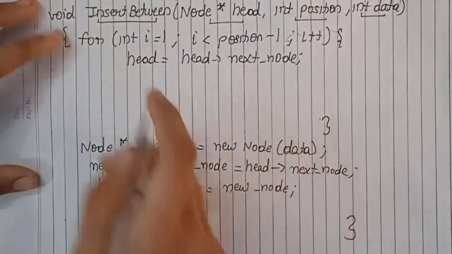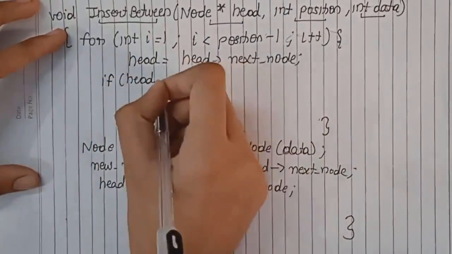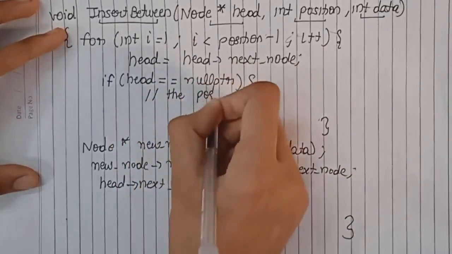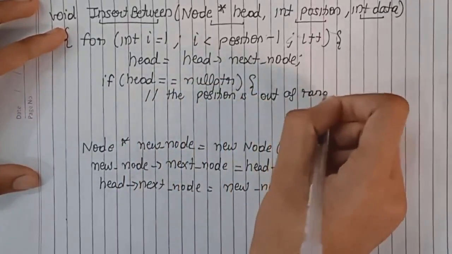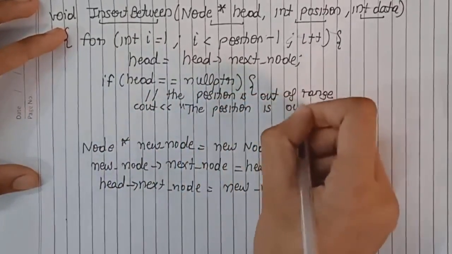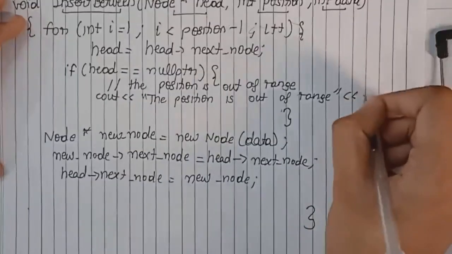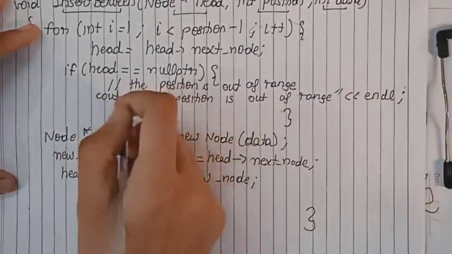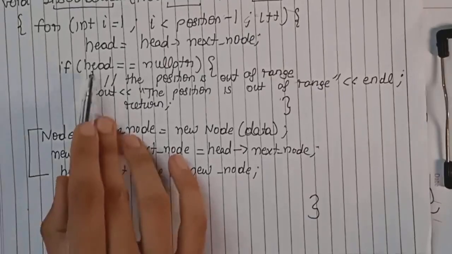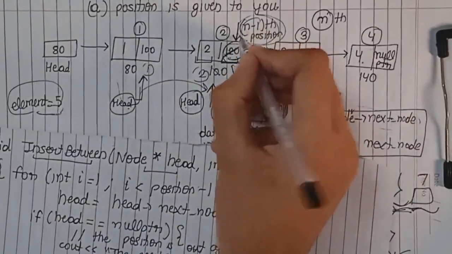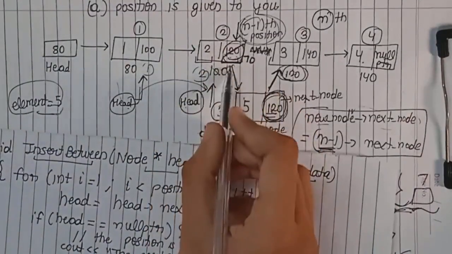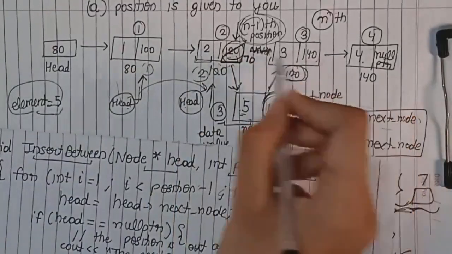So to solve this problem, I will be writing a condition here that if at some position you find head is equal to null pointer, then it means that the position is out of range, and we will print here for the user the message that the position is out of range, and we will just return from here because we can't proceed to these steps further if the position is out of range. We know that this head was pointing towards the n-1th position, and if this head is pointing to null pointer, then it means that there is no n-1th position, so you can't insert any element at nth position because there is no element here.